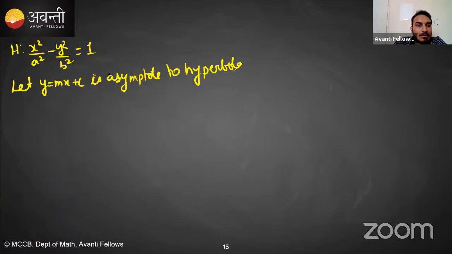Rewrite the hyperbola once. Take the LCM, so it becomes b square x square minus a square y square is equal to a square b square. I just took the LCM. And let's assume that y is equal to mx plus c is an asymptote to this hyperbola. So what does this mean?